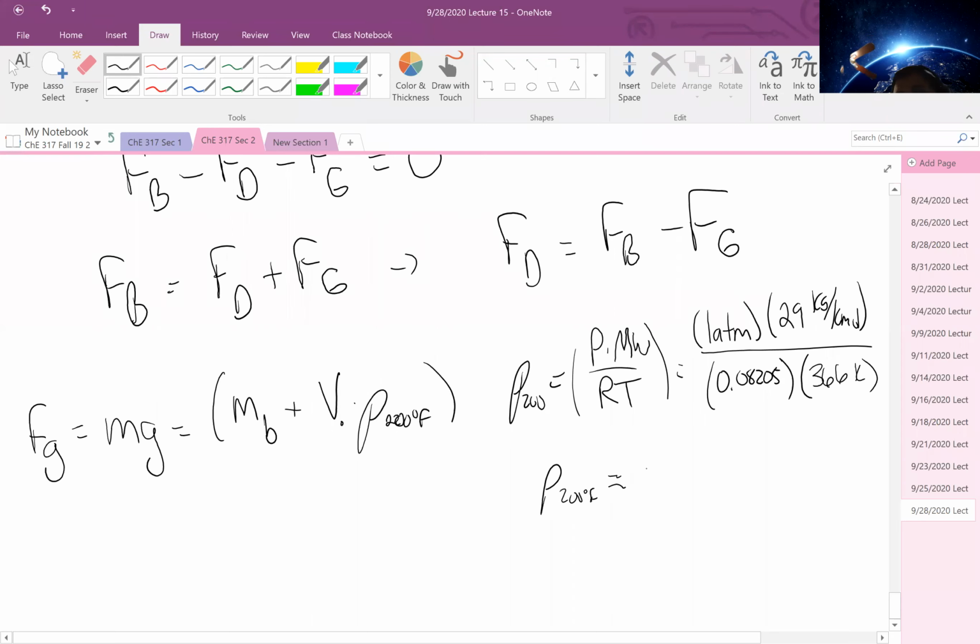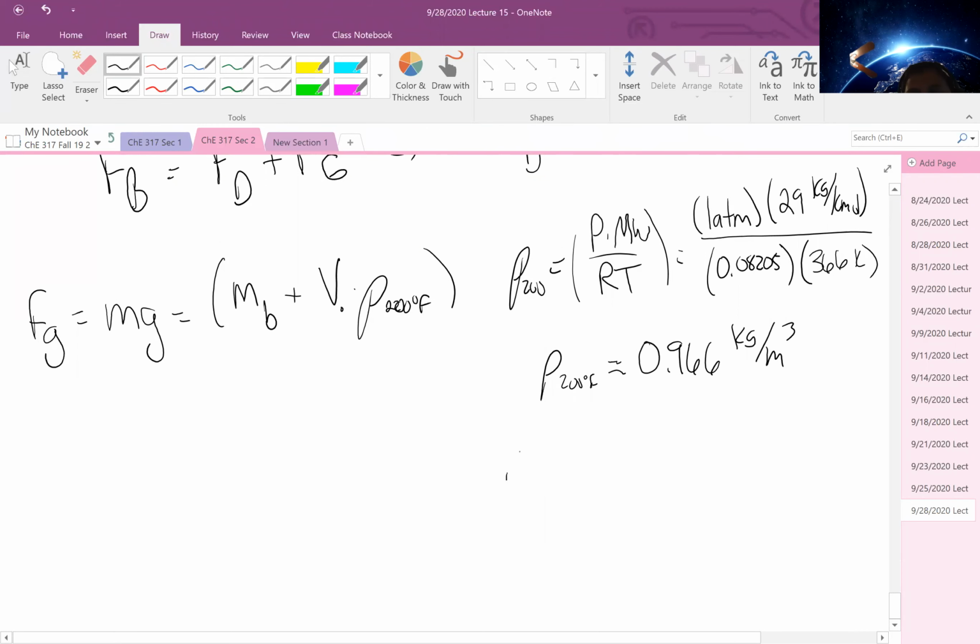And you guys like doing everything in terms of metric units, so I'll humor you. I get about 0.966 kilograms per cubic meter of air.